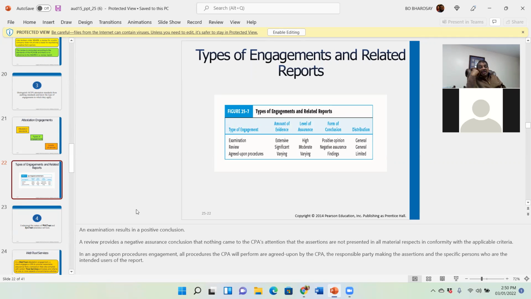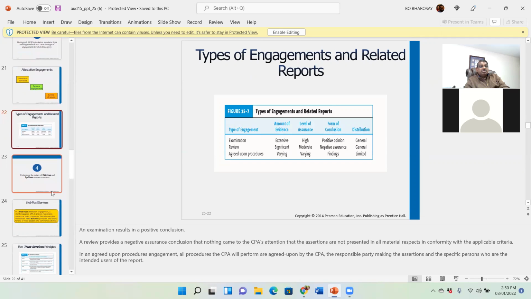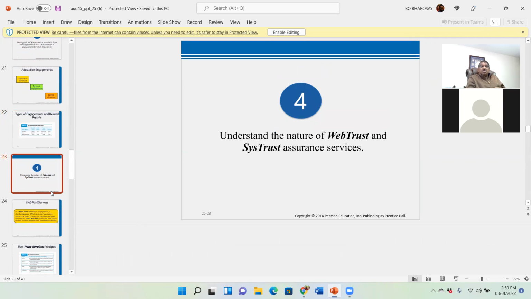So in an attestation service, you could do an examination, which is extensive like an audit. You could do a review, which is significant like a review, or you could do an agreed upon procedure, which may be varied depending on the procedure. We're not going to get into detail with that. But number 4 is what I want you to know.